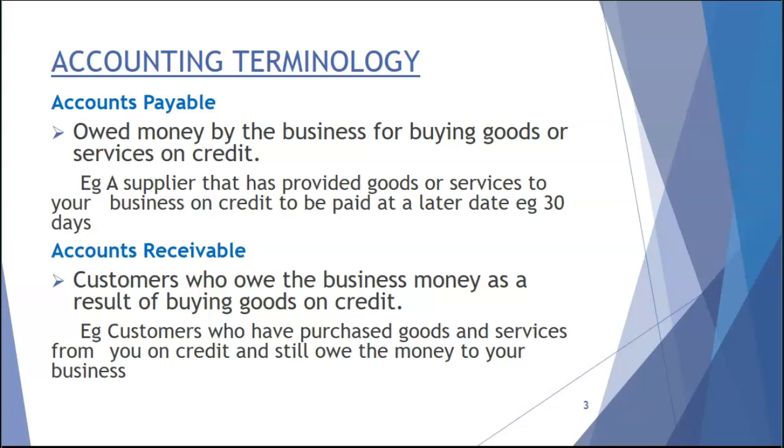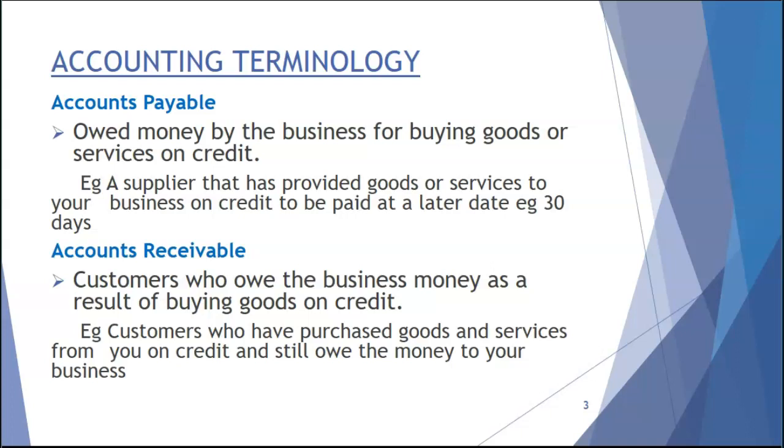So we're looking at accounts payable, which is money owed by the business for buying goods or services on credit. So we've purchased something from suppliers, have received the goods, but haven't paid them yet. So a supplier has provided goods or services to our business on credit, to be paid at a later day, for example, 30 days down the track.